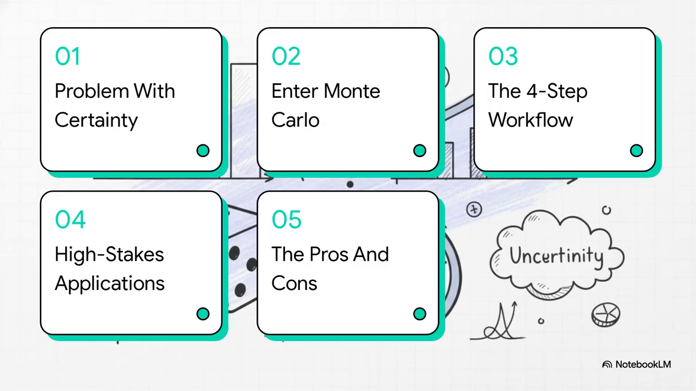Here's our roadmap for today's explainer. We'll start with number 1, the problem with certainty. 2, enter Monte Carlo simulation. 3, the 4-step workflow. 4, high-stakes applications. And finally, 5, the pros and cons.